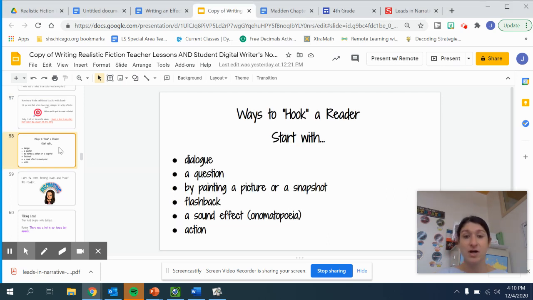So, something that we've talked about before is that when we hook a reader, there are several different kinds of strategies that we can use. We can use dialogue, we can use a question, we can paint a picture or a little snapshot. We can do a flashback, a sound effect, which we also know as onomatopoeias, or even an action.